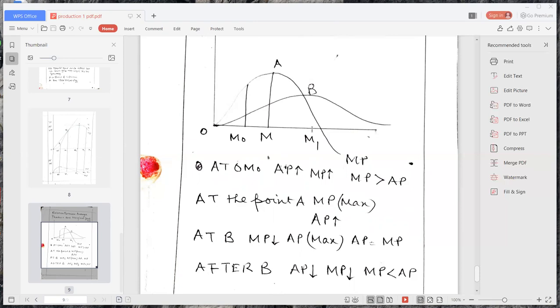At the production level after OM1, in this region, the AP falls. MP also falls. This occurs after the production level OM1, that is, to the right of the point B. To the right of the point B, both AP and MP fall, but the AP curve lies above the MP curve, so we can say that AP is greater than MP. This is the relation between average and marginal.